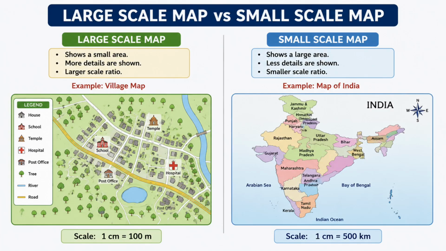Now let us understand large scale and small scale maps. Large scale map shows a small area with more details. For example, village map, school map, etc. Small scale map shows a larger area with fewer details. For example, India map, world map, etc.